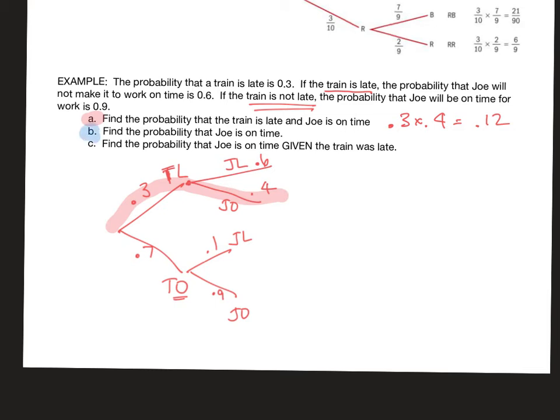For B, the probability that Joe is on time. Well, that can happen two different ways. Correct? It can happen here, Joe's on time right here, but Joe's also on time here. Okay, so let's figure out those two branches and then add them up. Okay, so this branch, the top one, we just figured out a second or two ago, was 0.12. The bottom branch, if I multiply, I believe is 0.63, and adding those two up, you get 0.75.